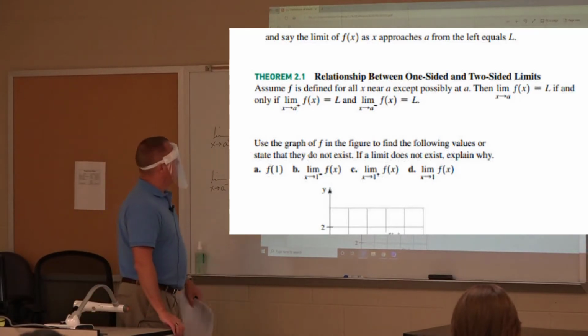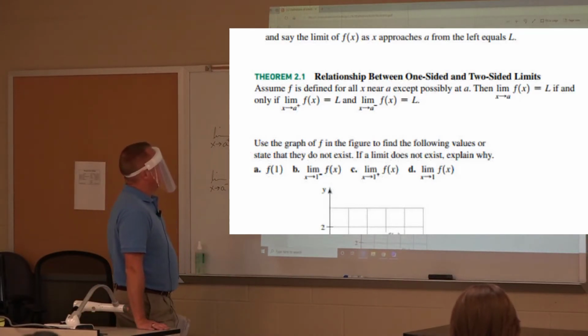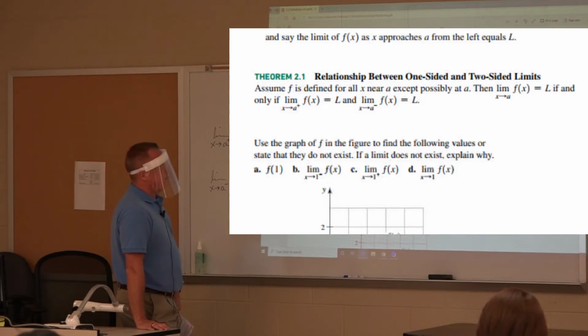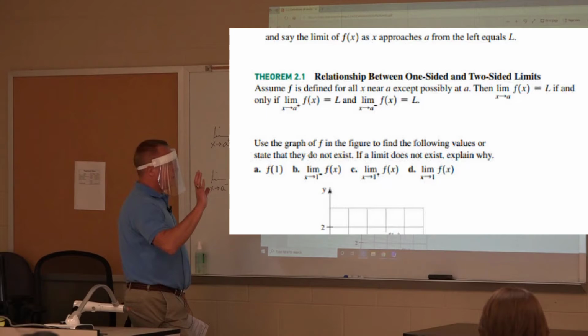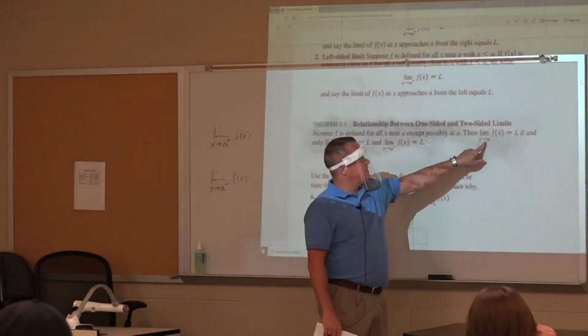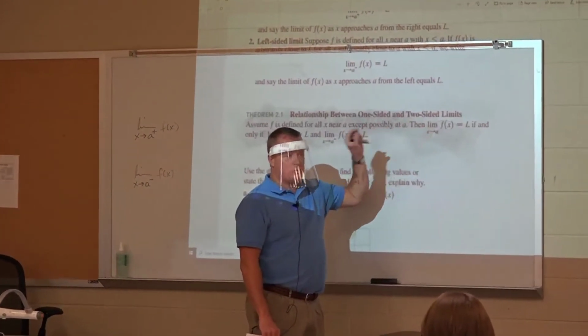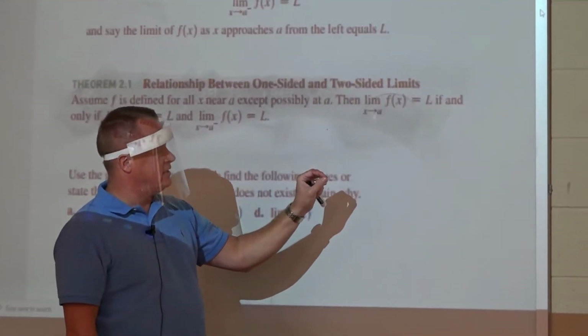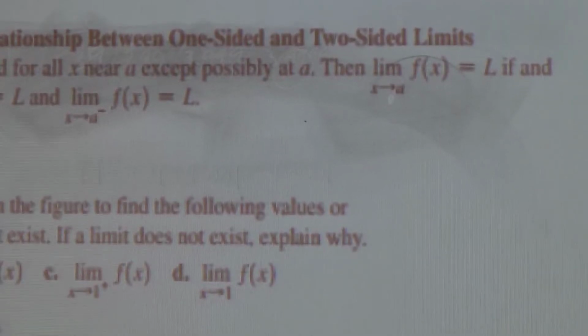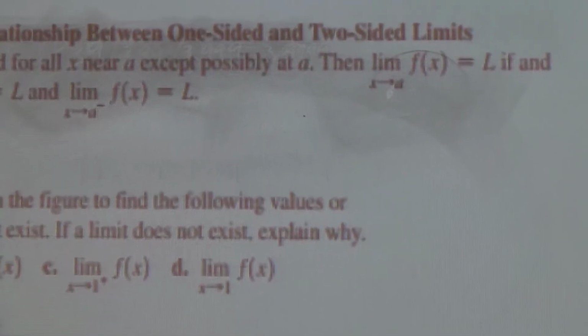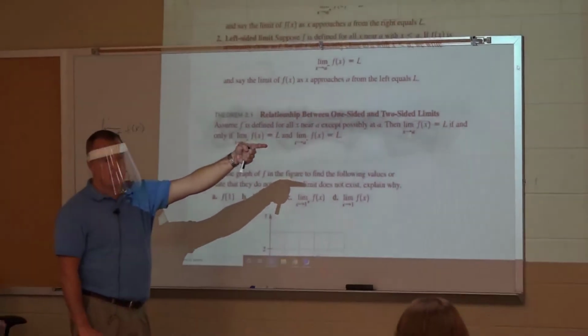It says assume f is defined for all x near a except possibly at a, so it doesn't have to be defined at a. Then the limit as x approaches a of f of x equals L. Notice this is not a right or left. This means the actual limit exists and is equal to L if and only if. Now what is if and only if? That means it's true both directions.